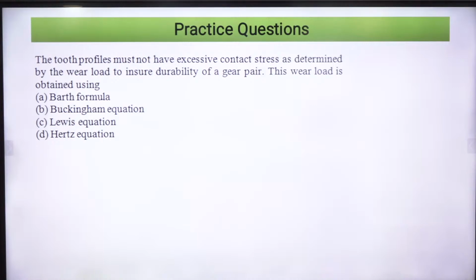Tooth profiles must not have excessive contact stresses as determined by the wear load to ensure durability of a gear pair. This wear load is obtained by using what? Give me the answer. You know it in gear design, spur gear design.